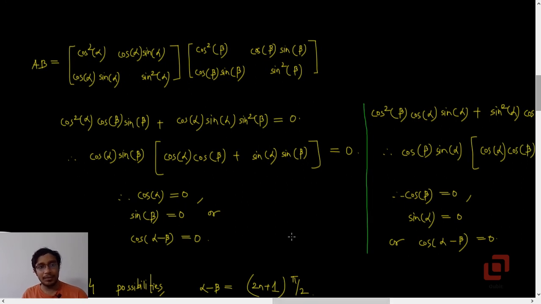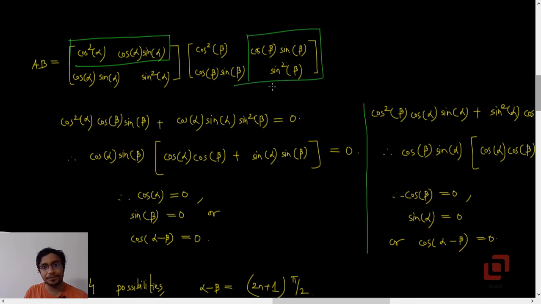This time I have considered the first row and second column. So cos squared alpha into cos beta sin beta plus cos alpha sin alpha into sin squared beta equal to 0. Now this time you can take cos alpha sin beta common. Inside the bracket, cos alpha cos beta plus sin alpha sin beta equal to 0. So again that factor is popping up, cos of alpha minus beta.